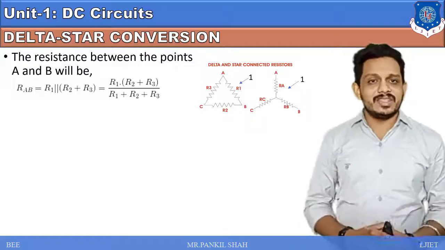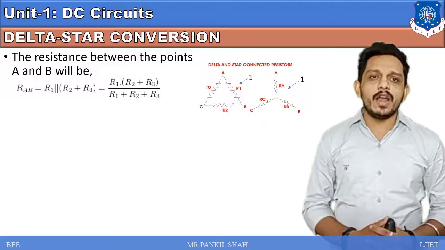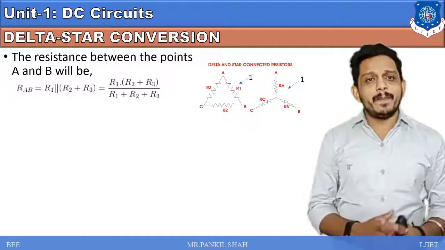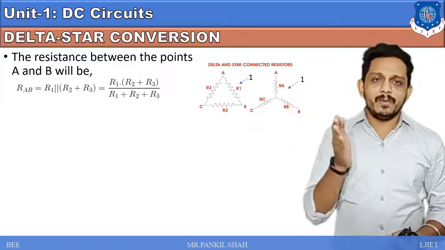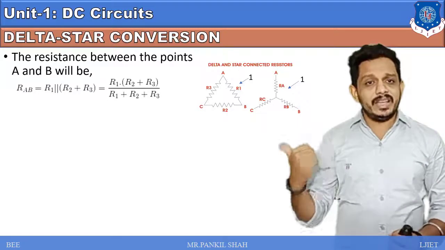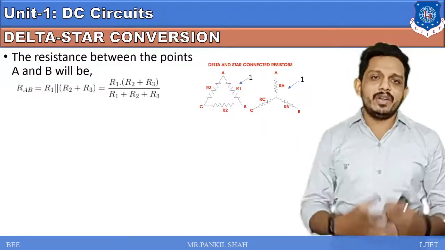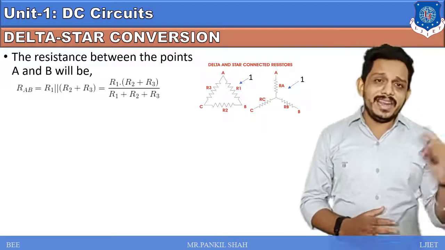And if two resistors are connected in parallel to each other, then it is given by the formula product by sum. So the product will be R1 times the bracket R2 plus R3, and in the denominator it will be R1 plus R2 plus R3. So this is the equivalent resistance between terminal A and B in case of delta. Similarly, what is the equivalent resistance in case of star?